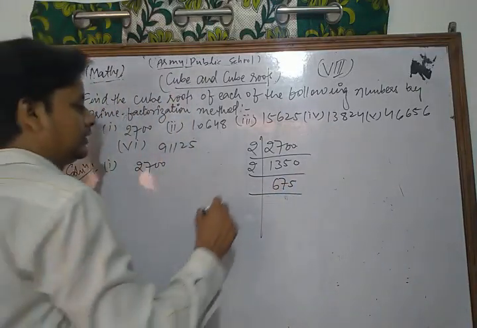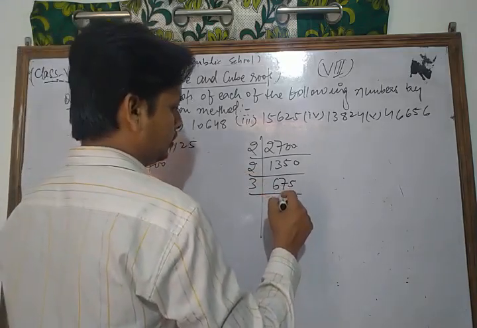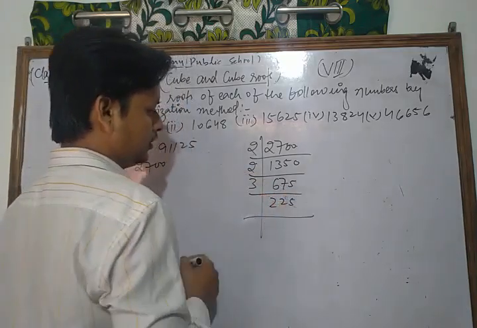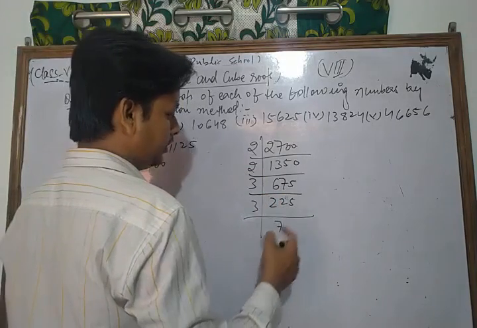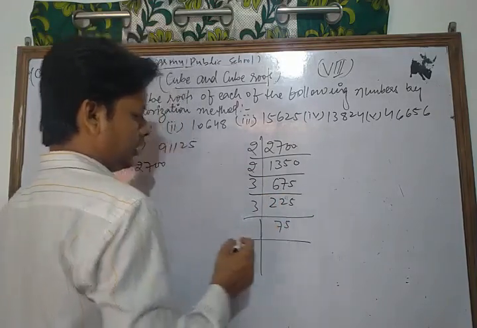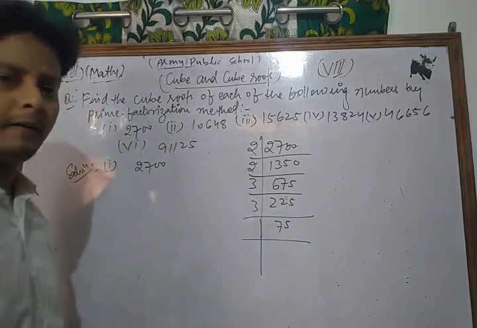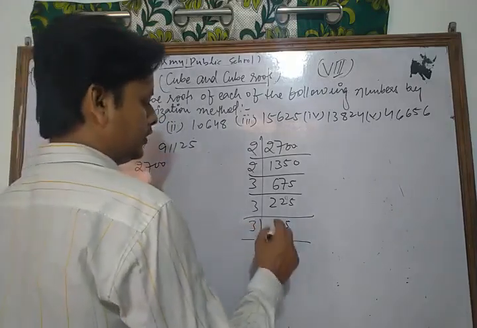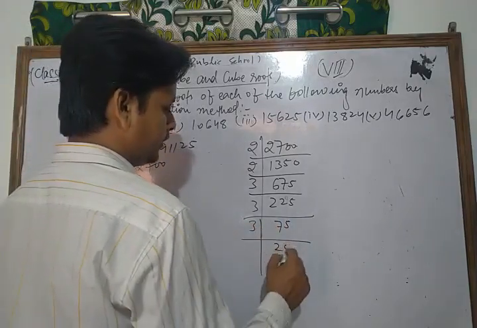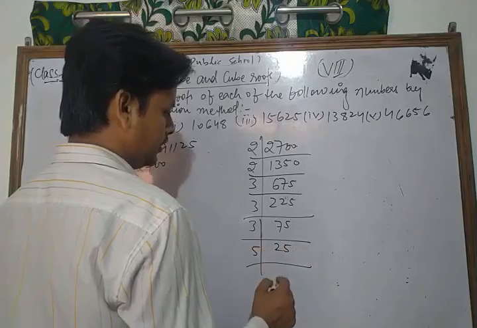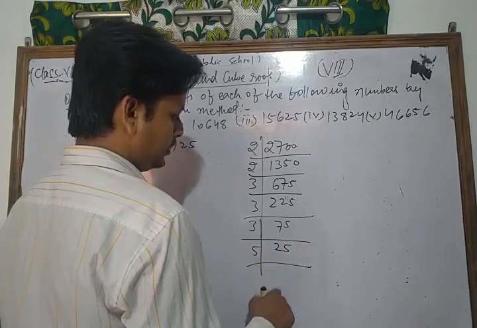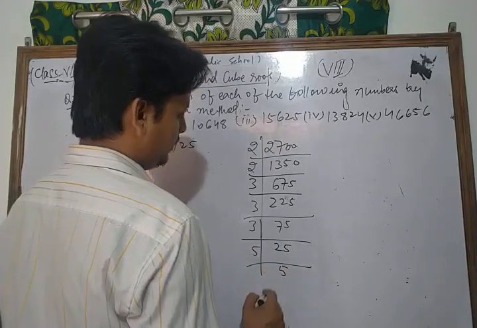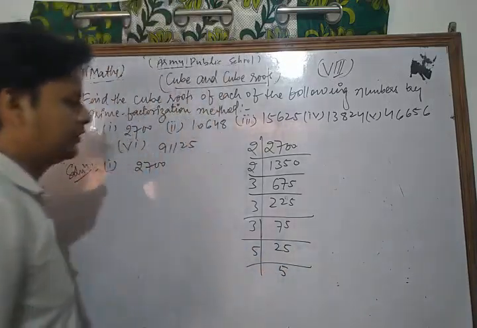Now by 3, let's see. 3 2 6, 3 2 6, 3 5 15. Again by 3: 3 7 21, carry 1, 15, 3 5 15. Now again split it by 3: 3 2 6, 3 5 15. Now 5 5 25.